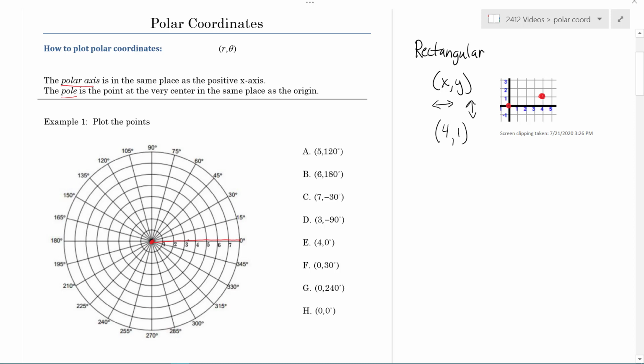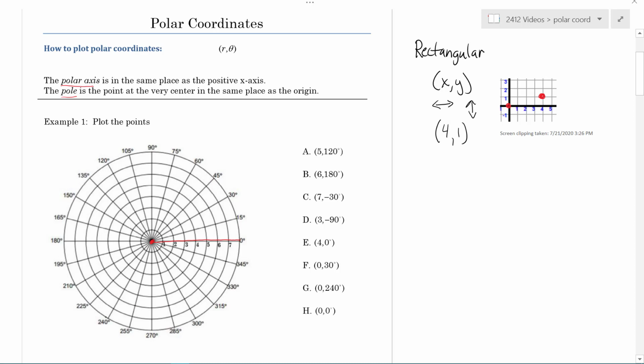Also, we have lines marking the degree measure along the circle. So if I start at the positive x-axis and I go in that positive angle direction, these lines that I have here will mark off each one of these angle measures.